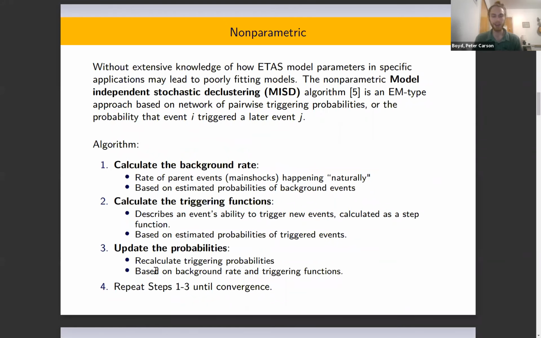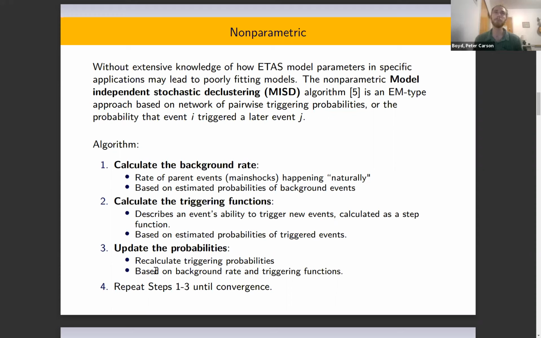Unfortunately, not all subfields have such a depth of research. Seismology has been studied for decades. So if we wanted to apply these ETAS models to new applications, we probably won't have that same knowledge of the real triggering ability of these events. So as a result, folks started using nonparametric approaches such as the model-independent stochastic declustering algorithm, which I'll call MISD.